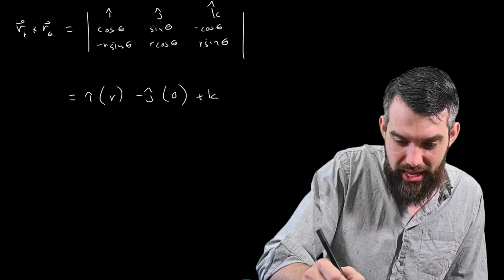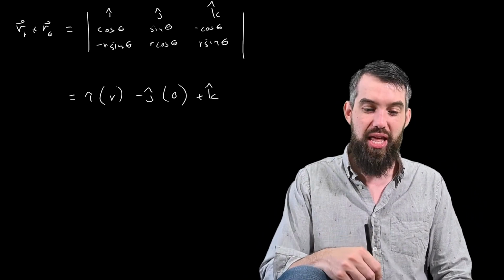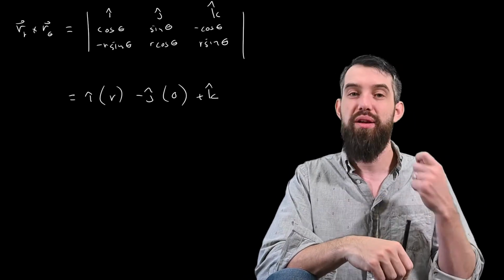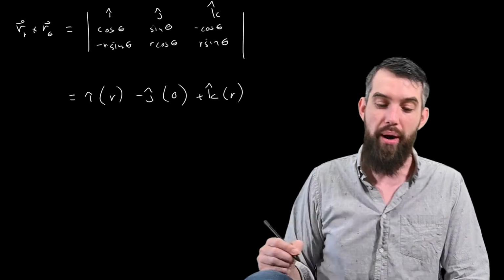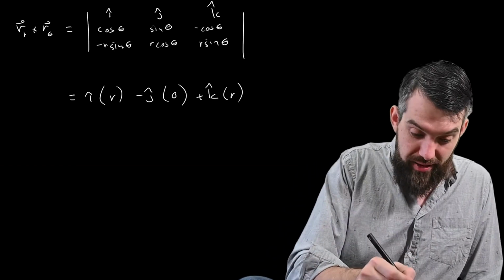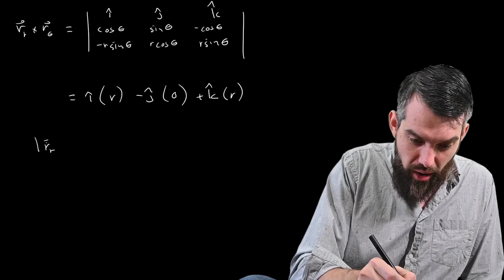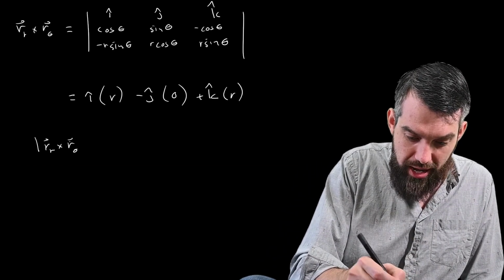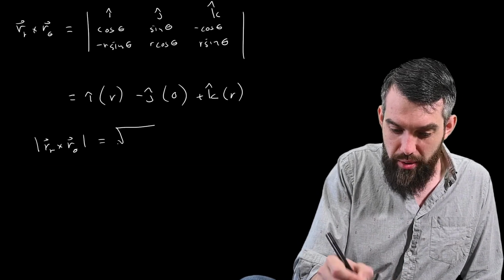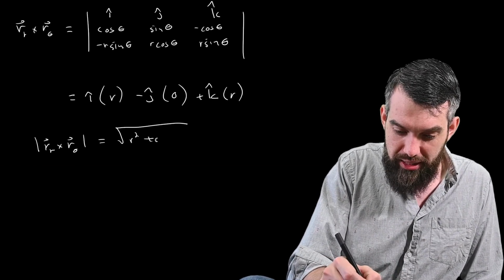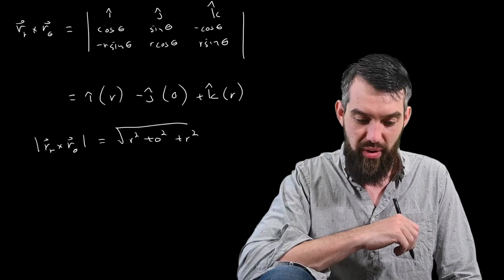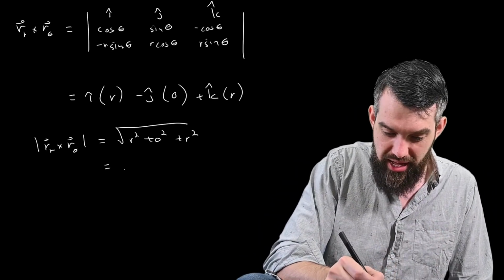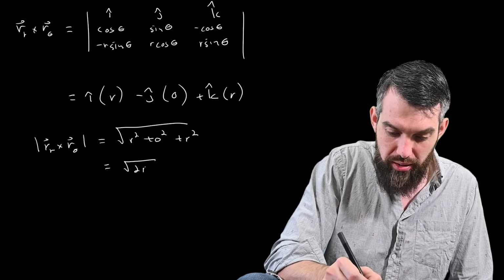And then plus a k hat, and this is going to be, looks like r cos squared minus minus a plus r sine squared again. So same story again, plus an r. Not so bad, really. Length of r cross r theta is square root of r squared plus 0 squared plus r squared. I'm taking the square of each of these different components. And so this looks like square root of 2r squared.